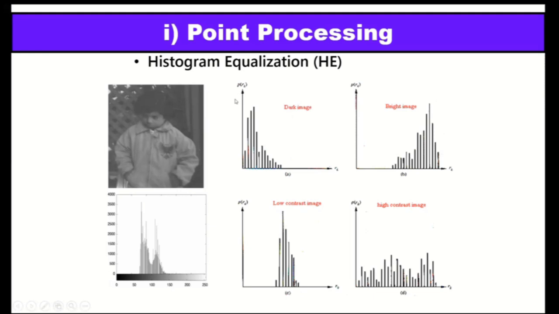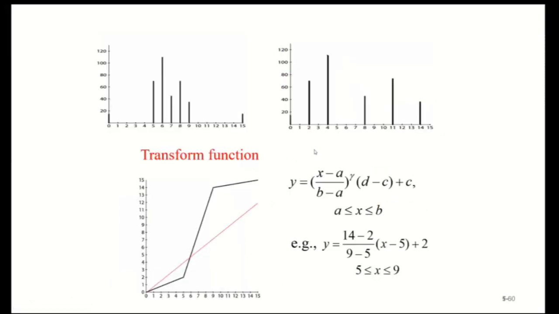Wherein we check what the profile of the image is, whether the image is dark or bright, whether it is low contrast or high contrast. Accordingly, we perform the histogram equalization operation. Now this is the transform equation. Consider one point, one pixel. These are the gray levels of that point. And we apply these mathematical conditions to the transform function. We have learned this in lab. We have performed edge detection in lab also.